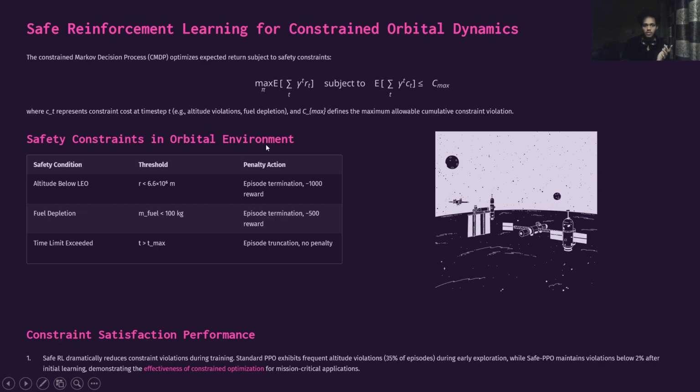For example, the safety constraint in the orbital environment that I have implemented is altitude not below low Earth orbit, because we have to shift higher. We shouldn't go down in any case, so I have kept the threshold to be this. The penalty action is episode termination and minus 1000 reward. Fuel depletion should absolutely not happen. I have defined fuel in terms of kg. My spacecraft will be 500 kg, and when fuel runs out, the mass of the spacecraft decreases. If that drops below 100 kg, then there is a negative 500 reward and I end the episode. Then for the time limit, the thing is, it can't take forever to switch orbits, so we also have episode truncation but no penalty.